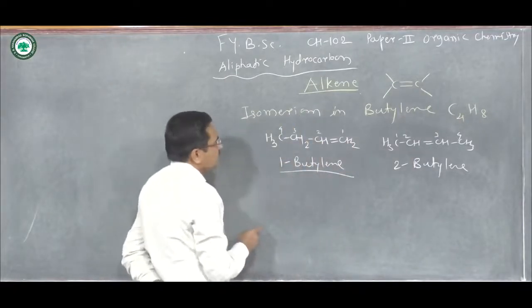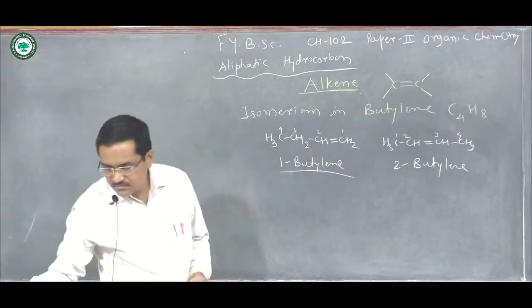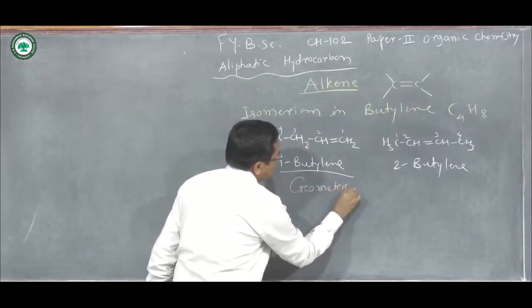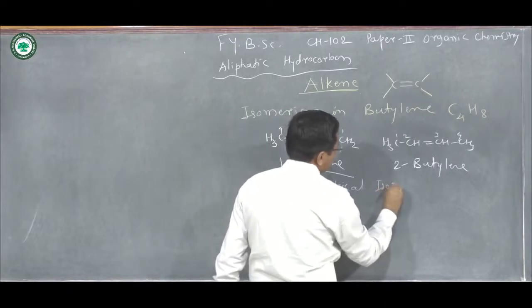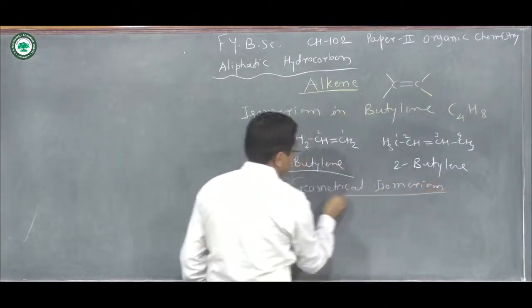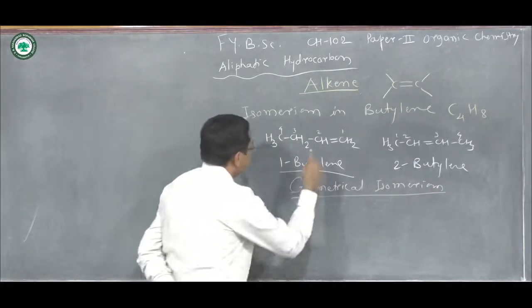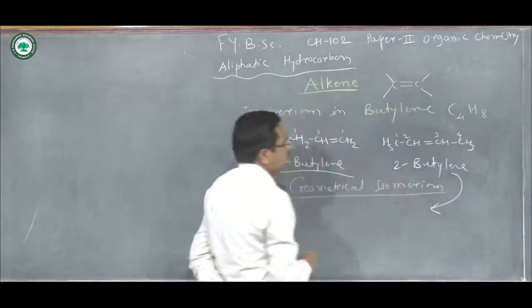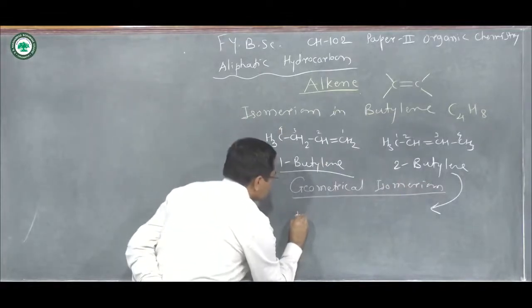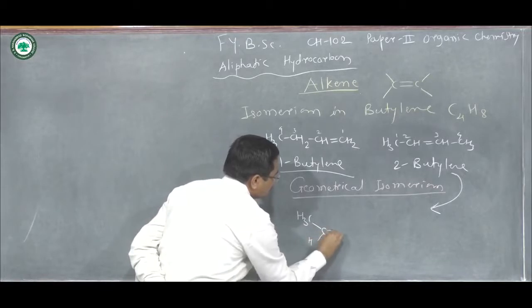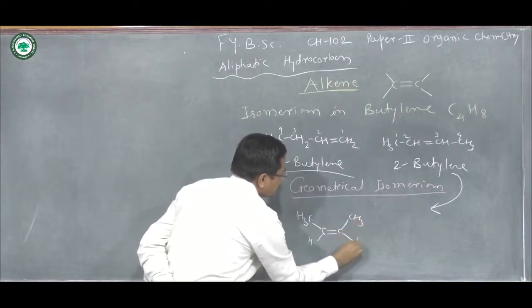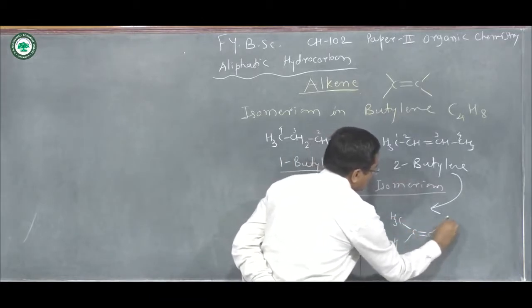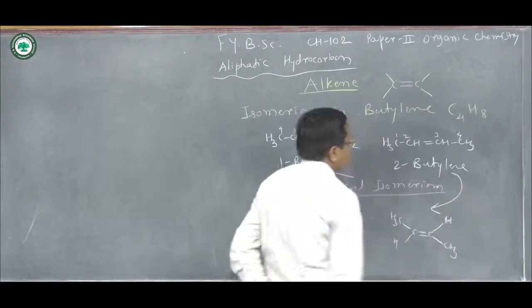Also there is one more type of isomerism, geometrical isomerism. Again take the example from 2 butylene.